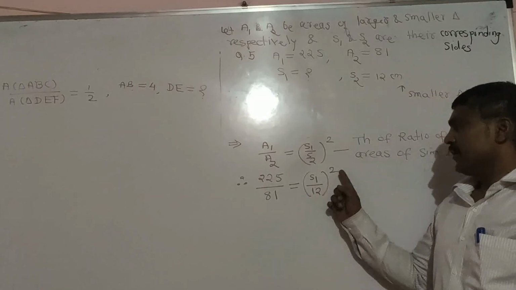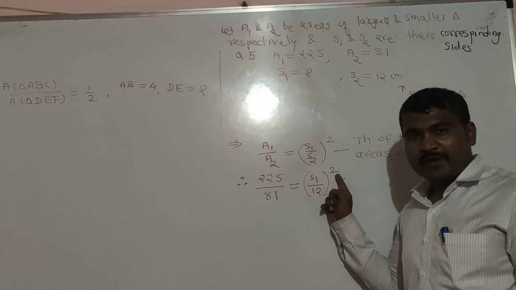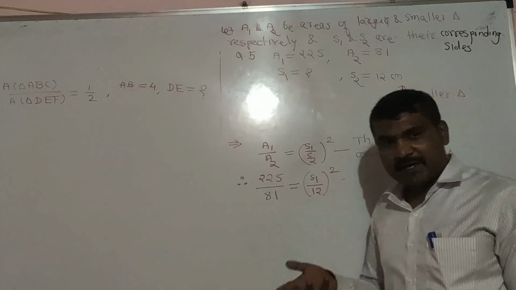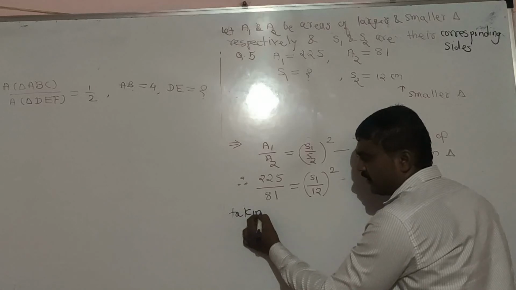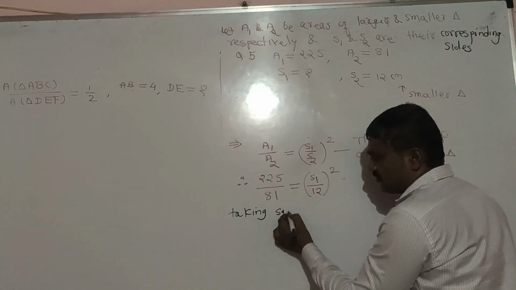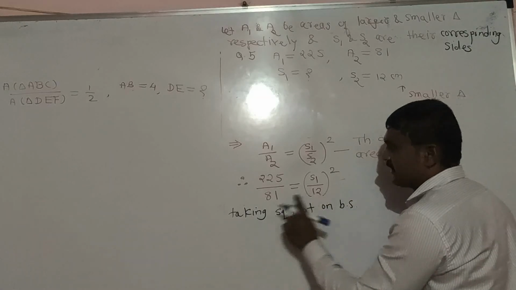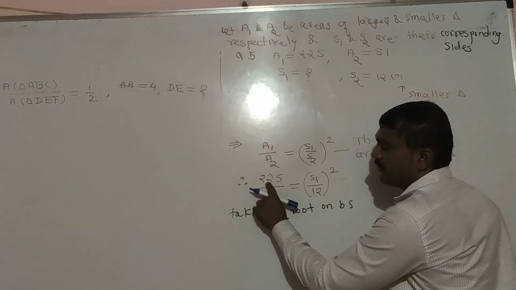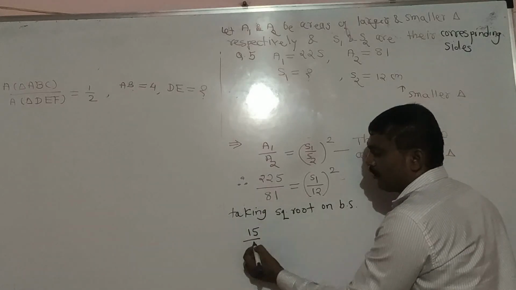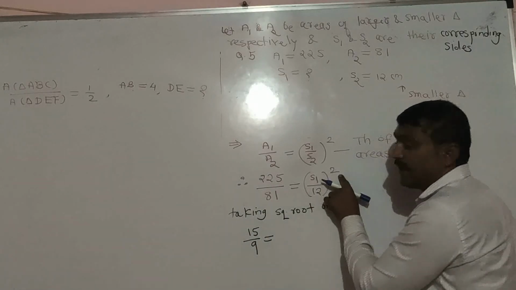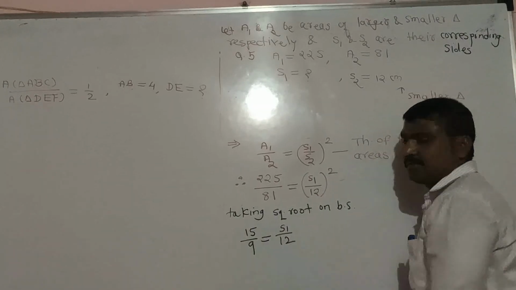For that we have to cancel this square. So how can you cancel this square? By taking square root. That's why I am writing here taking square root on both sides. Taking square root. Square root of 225 is 15. Square root of 81 is 9. Square root gets cancelled, so there is only S1 upon 12.